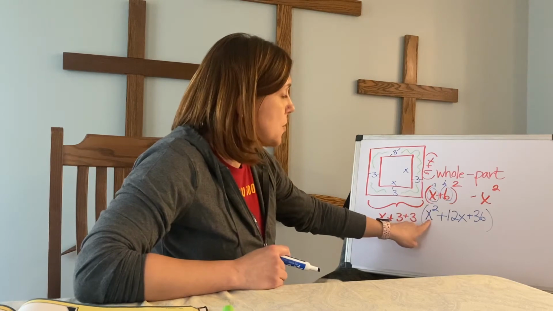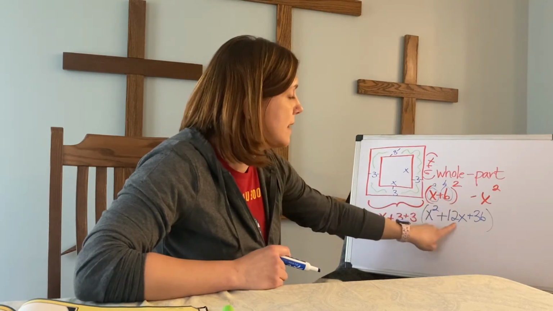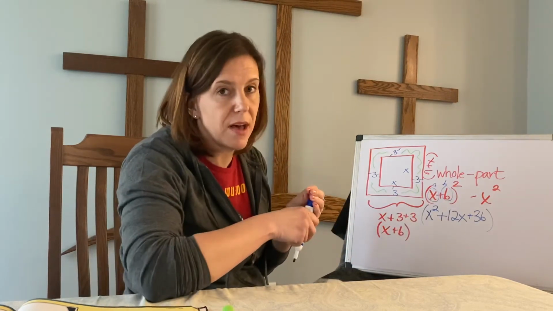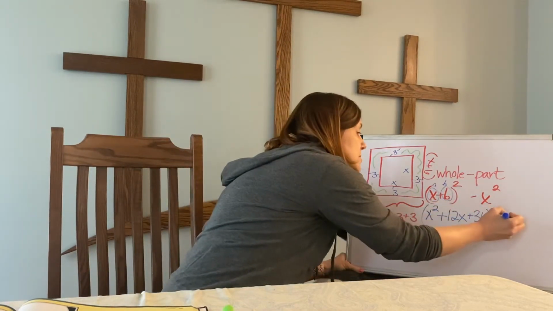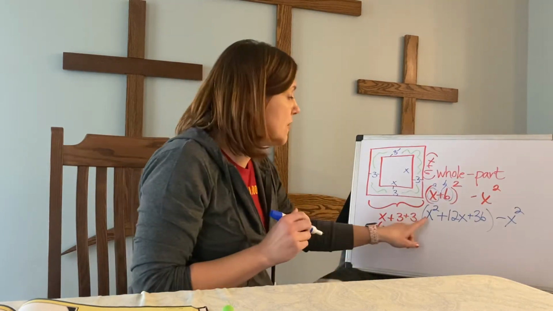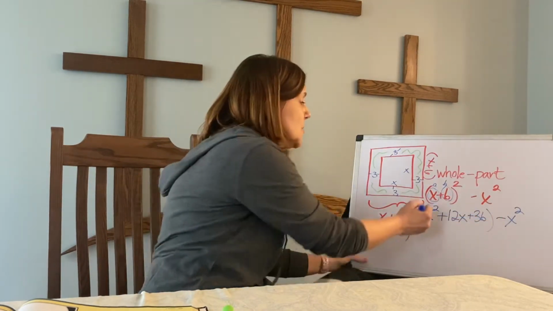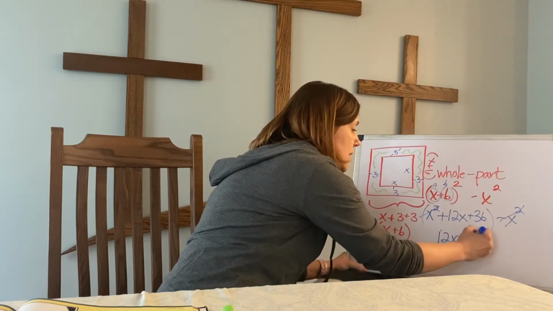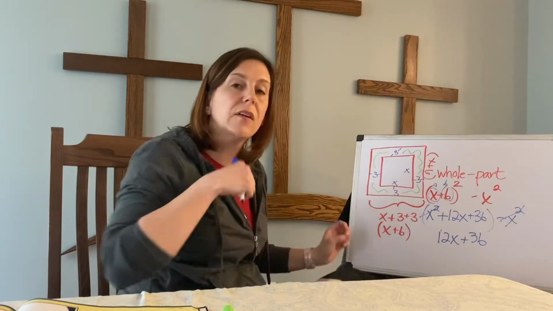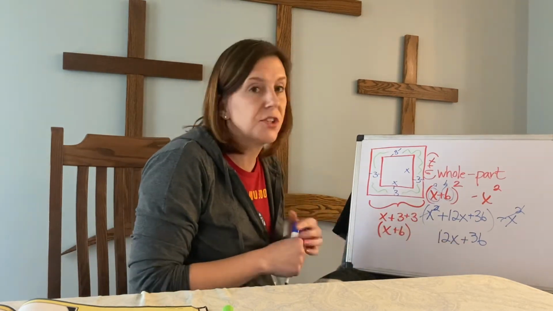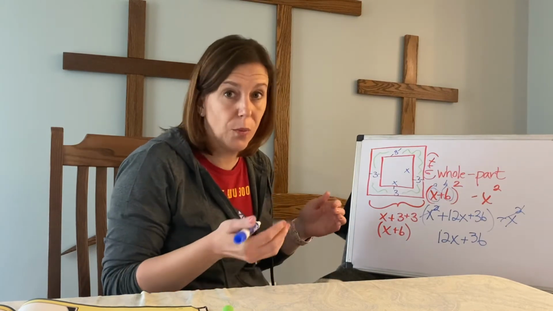My first term squared, first times second and doubled, second squared. Again, just using my pattern. And I know I'm going to subtract the x squared of the inside portion here. So whenever I do x squared minus x squared, look what happens. They cancel each other out, leaving me the area of just the walkway around the patio is 12x plus 36.